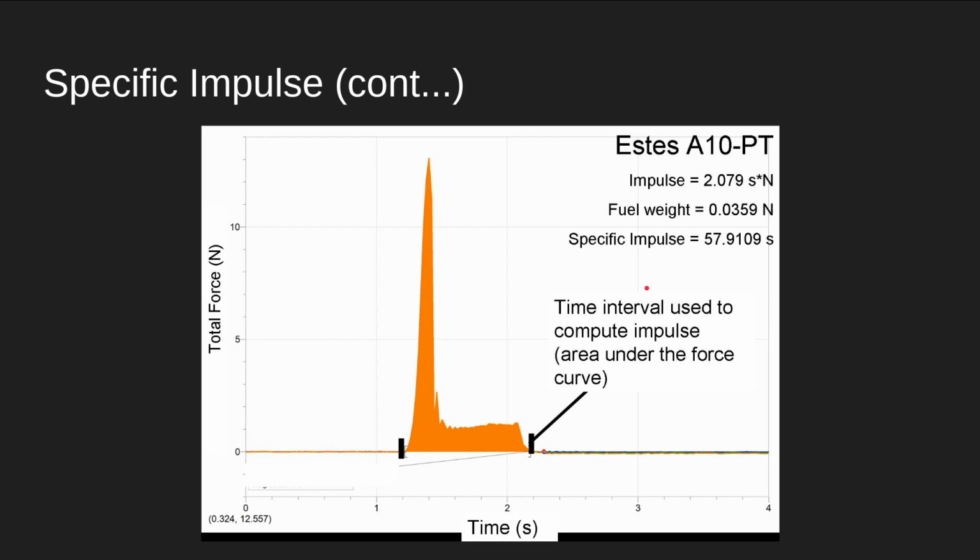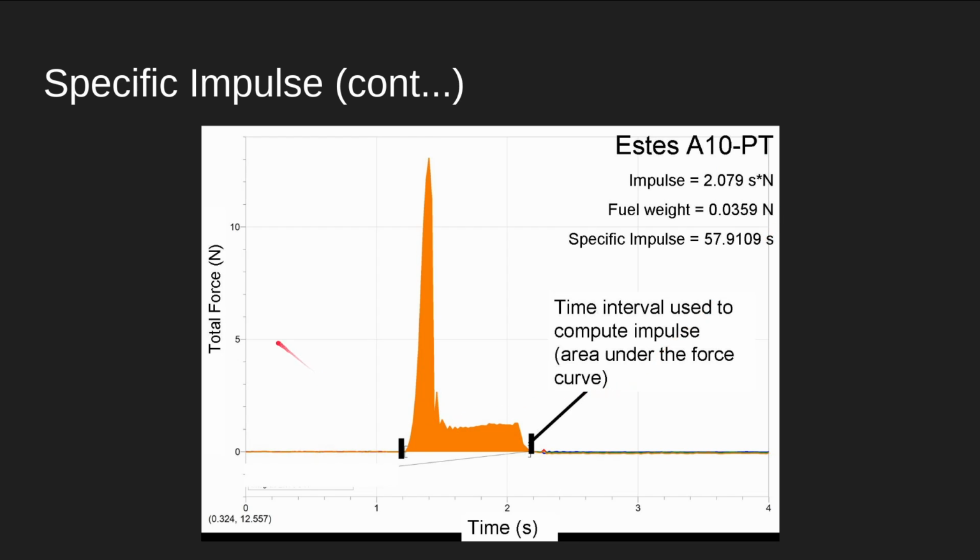So here's an actual rocket motor. It's a model rocket motor. It's called an Estes A10PT. A is just the class. It's the base class, so it's not very strong. And I'm not sure what these other things mean, but it's just some other details.